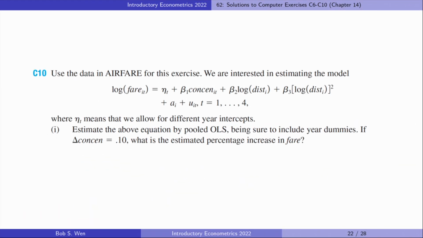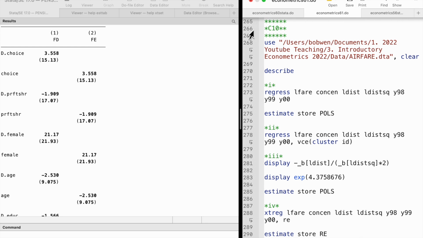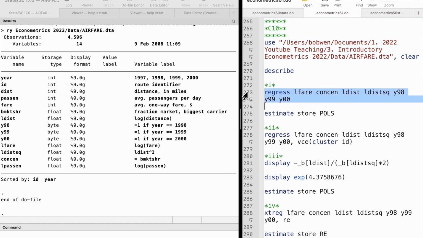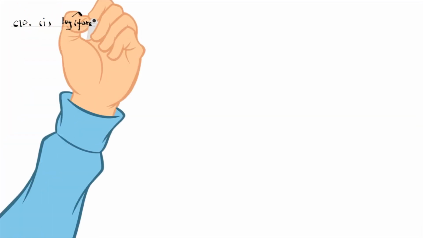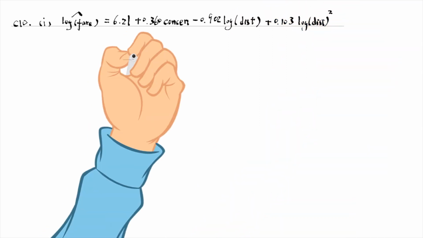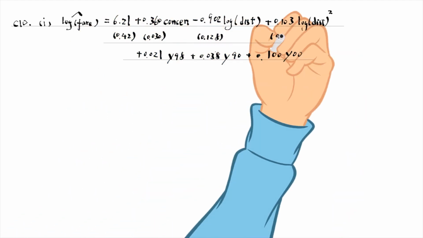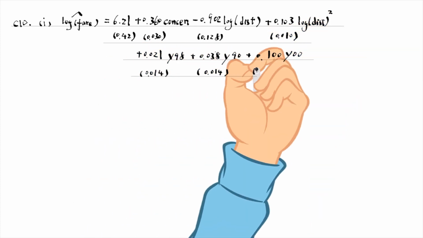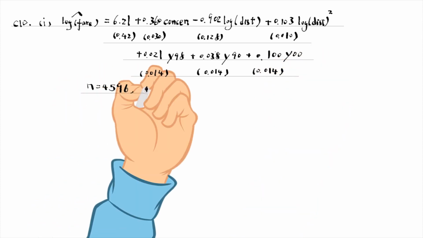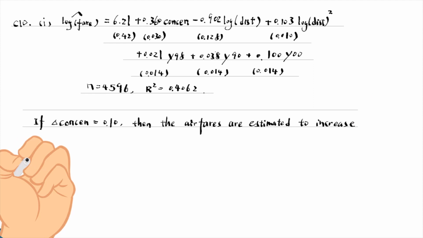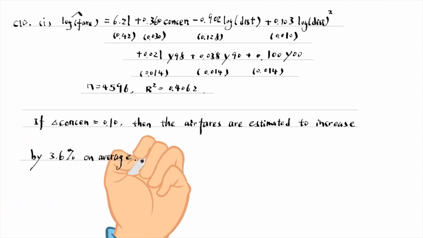Now, let's find the solution to computer exercise 10. We are interested in estimating the following model. In part 1, we estimate the above equation by pooled OLS. The estimated equation is as follows. The estimate for the concentration variable is 0.36. If it increases by 0.1, the AFS are estimated to increase by 3.6%.